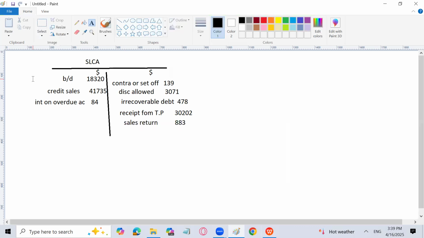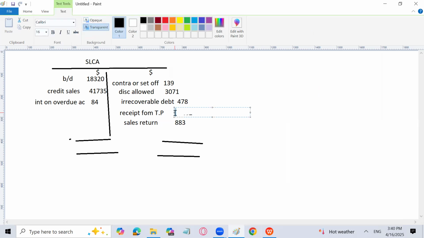Sorry, I have written the wrong amount, so let me rub it. That is 39202. Now let's go for the total of the debit side. 39202. What is the total of the debit side?